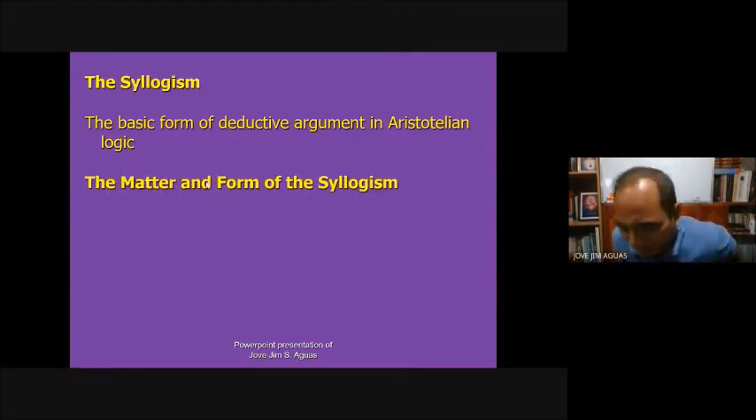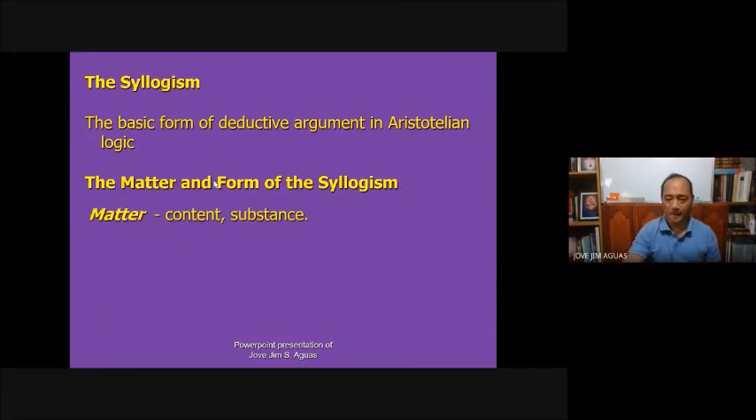So, it is an argument. And of course, because it's an argument, it will always have the premise and the conclusion. Now, there are two elements of the syllogism. But of course, these two elements will also apply not just to the syllogism, but to other arguments. What are these? Matter and form. Okay, so don't forget, matter and form.